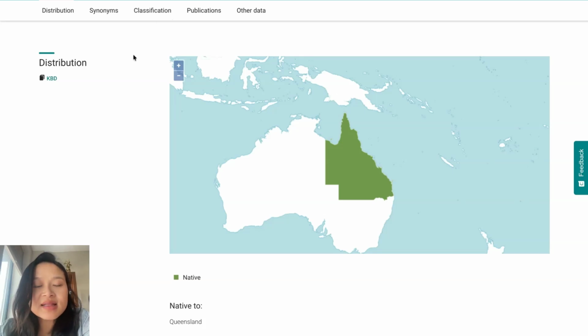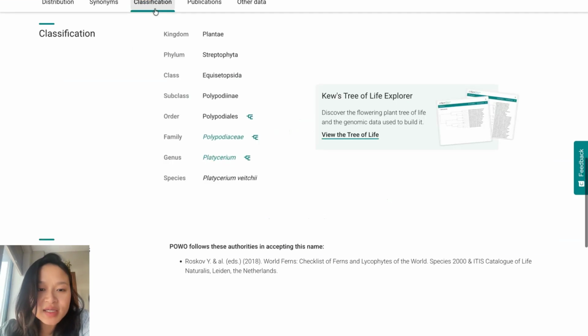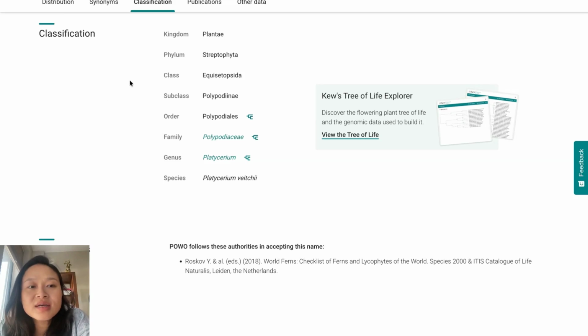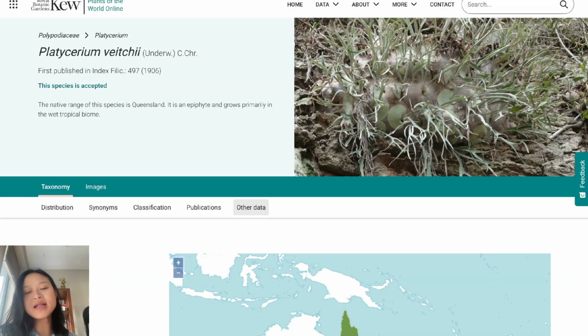The next thing that I click into is classification. At the classification section, you probably remember when we were kids, we learned the animal classification. The genus of this plant is Platycerium, and the species specifically is veitchii. Kew is good at giving us the name and where it's from, but it doesn't tell us more about the plant itself.